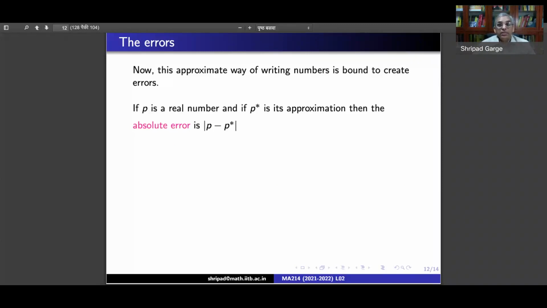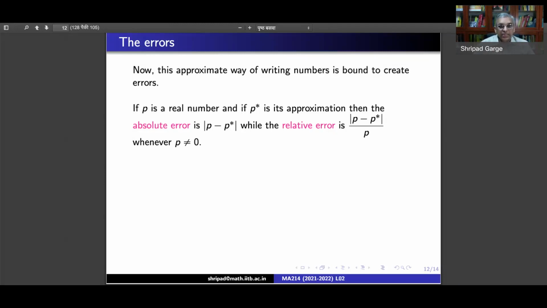This is called the absolute error, but there is one more type of error, which is the relative error. It's the absolute error divided by P. Of course, only whenever P is non-zero will we look at the relative error. All right. So absolute error is mod P minus P star, and relative error is mod P minus P star upon P whenever P is non-zero. But why do we have two different types of errors? Why is the absolute error not enough? Why is it not good enough for us?